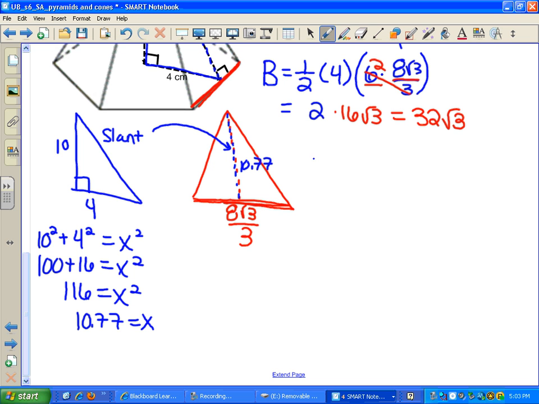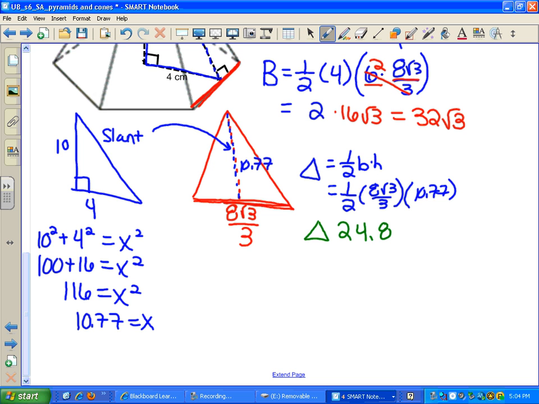So to find the area of a triangle, well, that's 1/2 base times height. So it's going to be 1/2. The base is 8√3/3, and the height is 10.77. I'm going to go ahead and figure out what this is as a decimal. So I'm going to take 8 times the square root of 3, and then I'm going to divide that by 3. I'm going to multiply that by 10.77, and then I'm going to multiply it by half. And so the area of one of the triangles is 24.87.